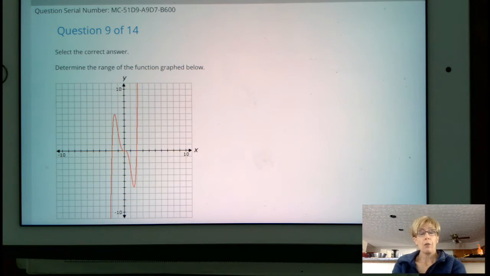Determine the range of the function graph below. So here we're given a picture, and the range does represent the y values of the function.